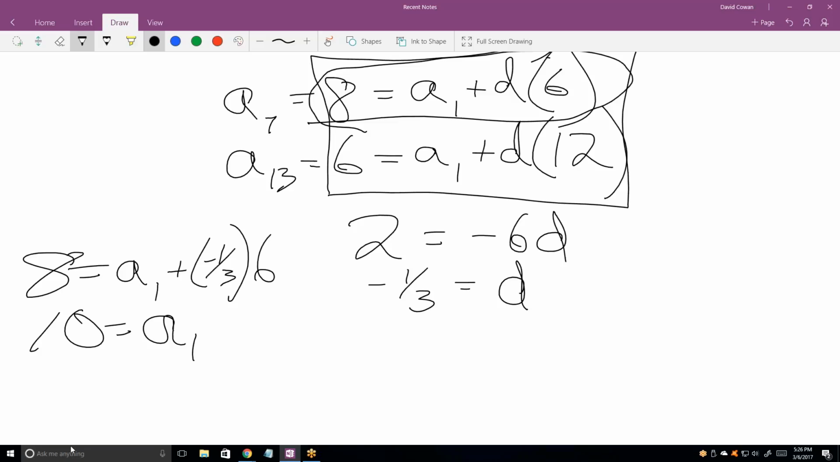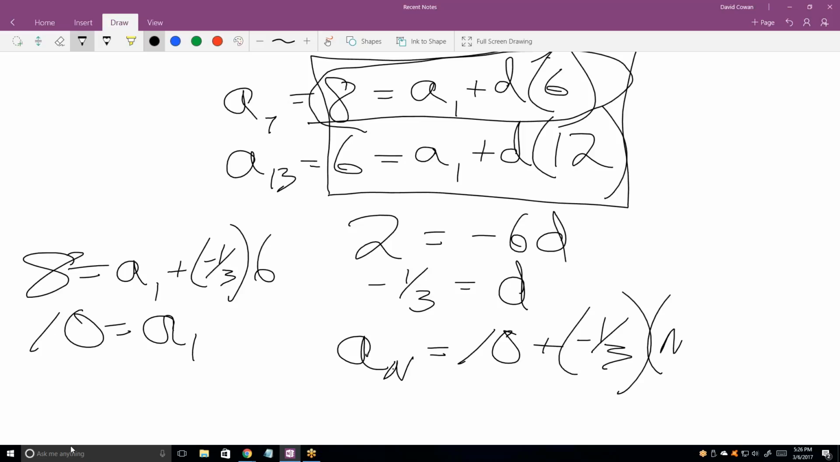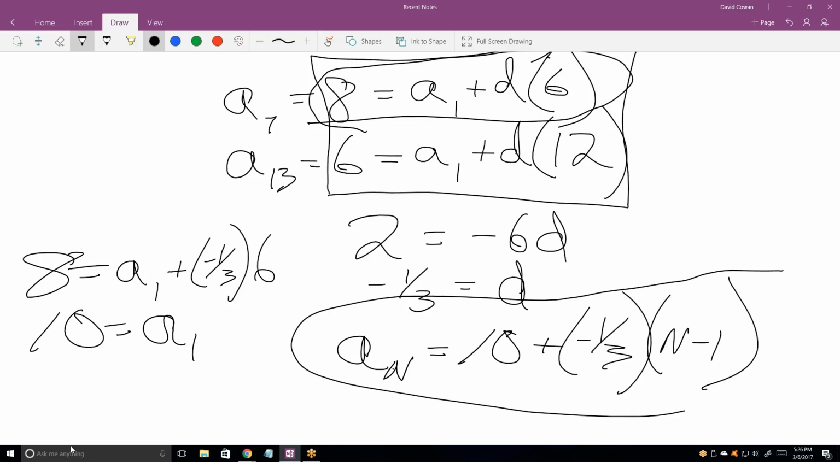Now I have my nth term. I've solved for a sub 1, which is 10. I've solved for d, which is minus 1/3, and the rest is n minus 1. So that is my nth term equation for this particular arithmetic series. Remember, every arithmetic series is going to have its own specific equation. Now, I could simplify this. I need to distribute the 1/3 to both of these terms and then simplify.